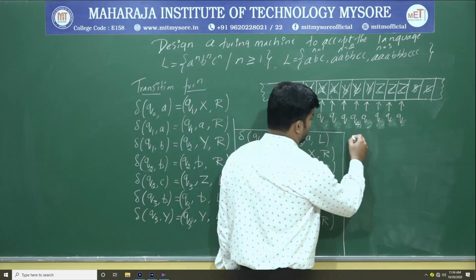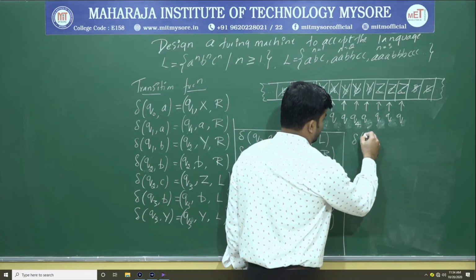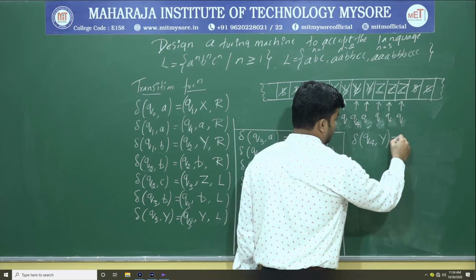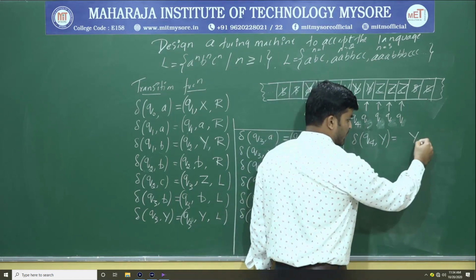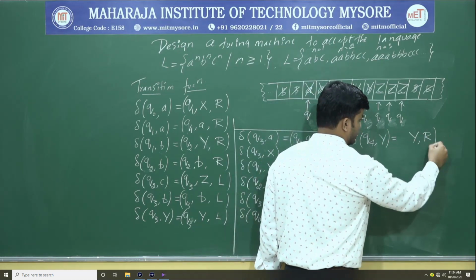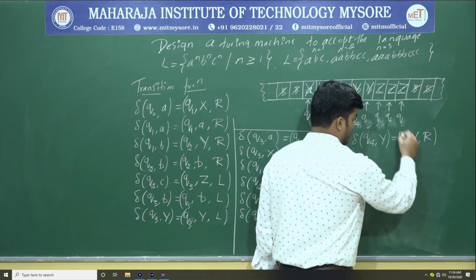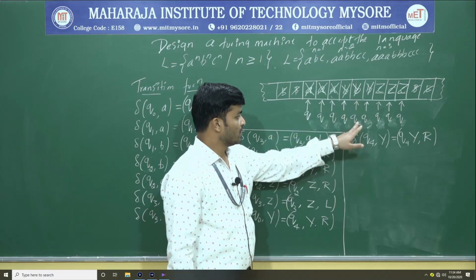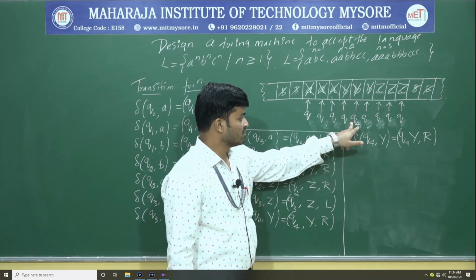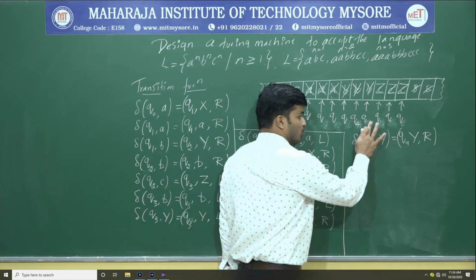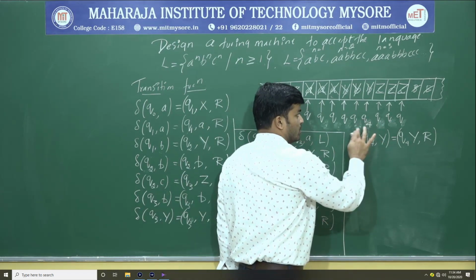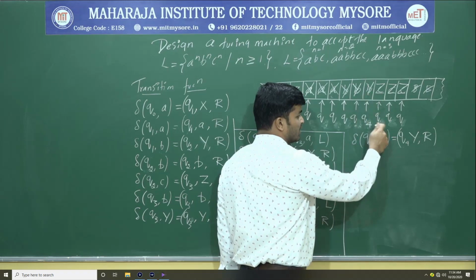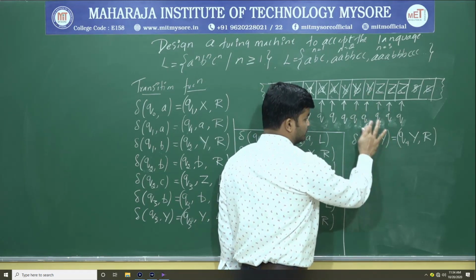Now I will write delta of Q4 comma Y is equal to, so we will maintain that Y as it is, and we will move at right hand side with the same state, Q4. So now Q4 upon Y, this Y will be maintained as it is, and it will move at right hand side with the same state, Q4. It will come over here. Again Q4 upon Y, the same thing.